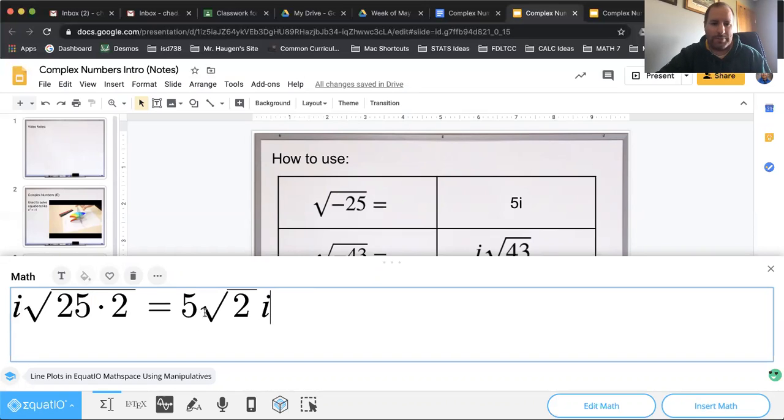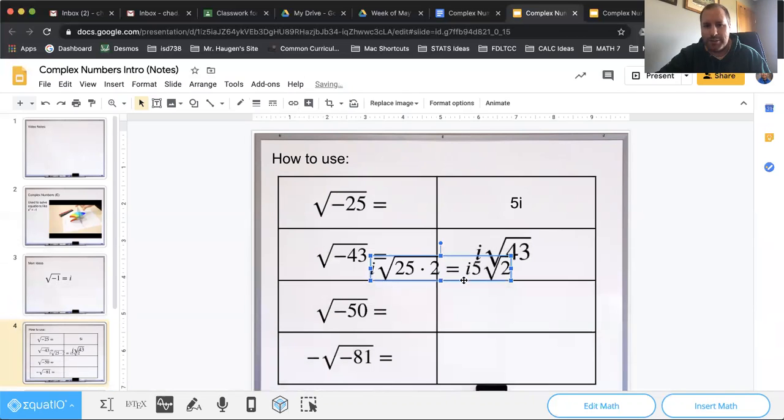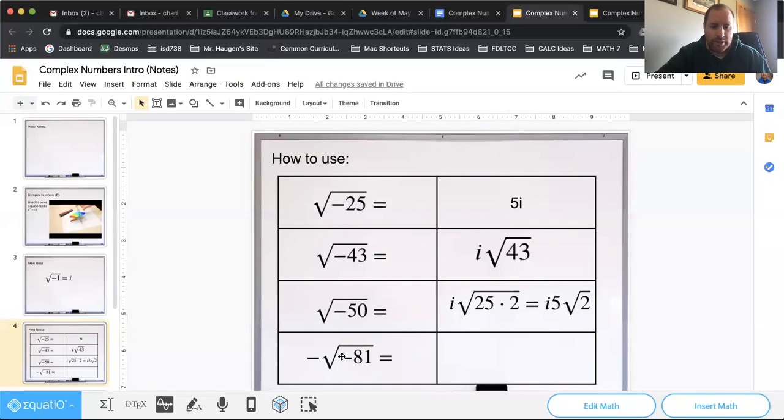Sometimes I like to move the i in the very front so I don't accidentally think that it's underneath the square root. But you can put it in either spot, and that's not a big deal. And so that's pretty easy. This stuff sometimes confuses people a little bit because there's sort of that double negative, and they want to cancel both negatives, but we can't do that. We have to be a little bit careful there.